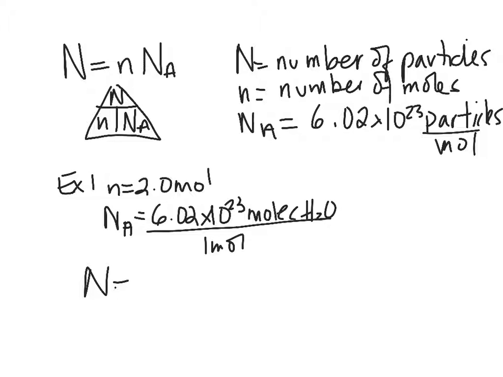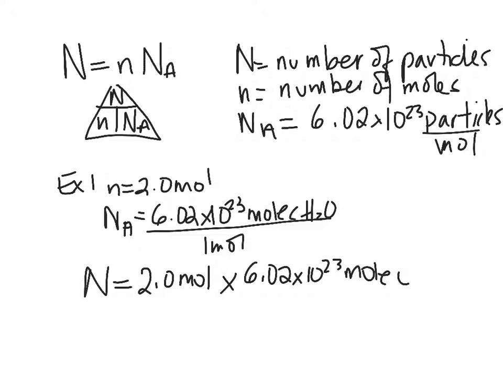Wait, what's the bottom again? 1 mole, mol, because that's the unit. Okay, so 2.0 mol times 6.02 times 10 to the 23rd molecules per 1 mole. I want you to always put in your units. It helps you keep track of whether or not you've done the correct math.